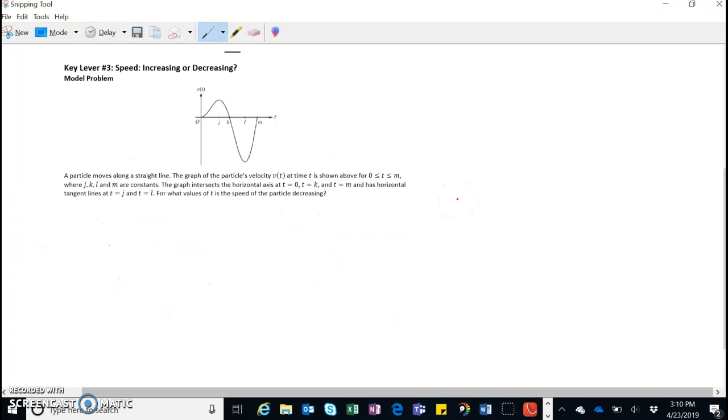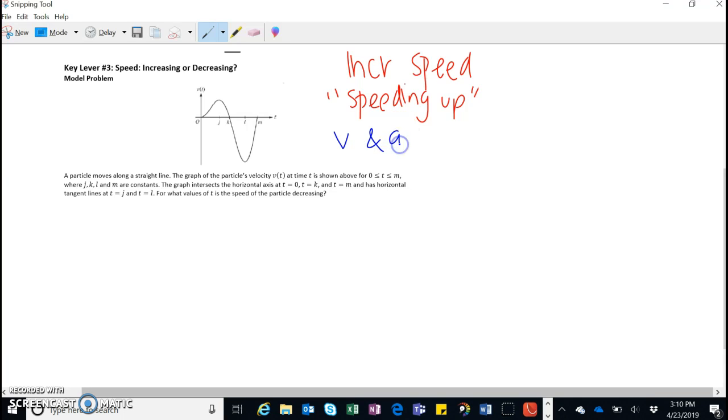Okay, and the last big idea involves speed, specifically uncovering where speed is increasing or decreasing, in this case given a velocity function. So a couple of notes before we dive into this problem. For speed to be increasing, you'll often hear or see the question asking you to determine when the particle is speeding up. That means that we need velocity and acceleration to have the same sign. So that's a big idea that we need to consider when we're discussing speed being increasing.